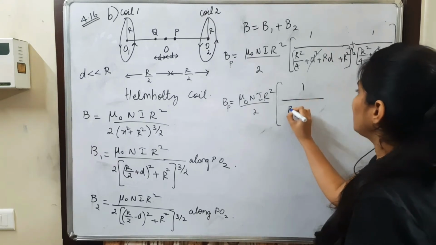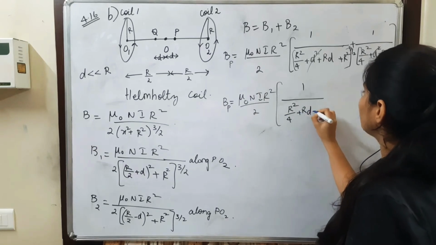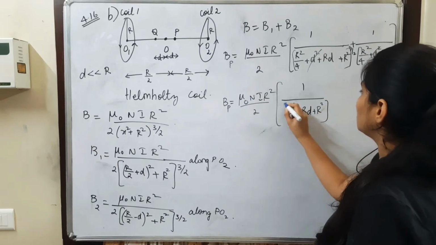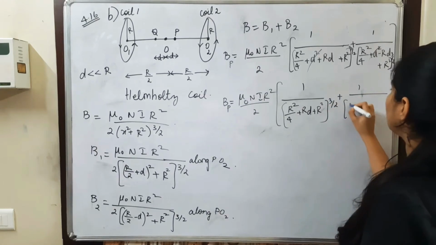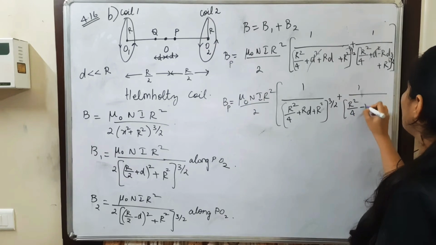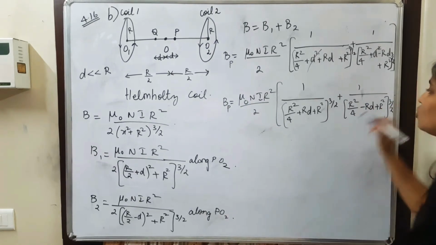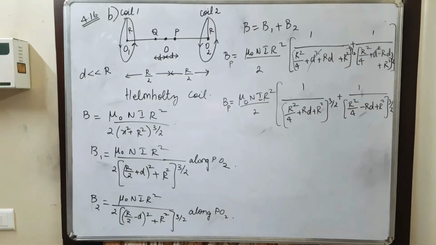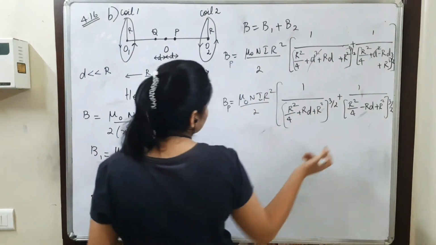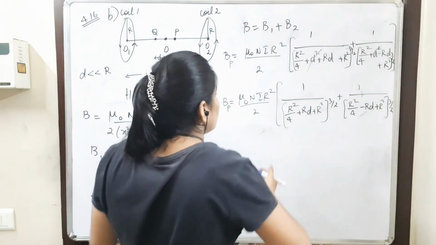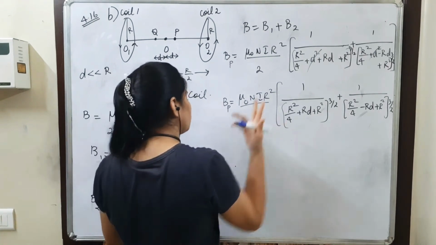1 divided by R square divided by 4 plus R into D plus R square the whole power 3 by 2, plus 1 divided by R square by 4 minus RD plus R square the whole power 3 by 2. Now you have R square and R square term, so we can add those two. R square by 4 plus R square is 5 R square by 4, and we can take that 5 R square by 4 common. So let us do it in one step or two steps.